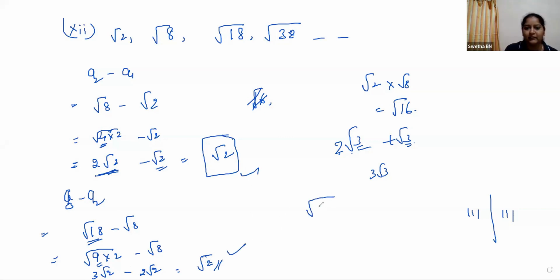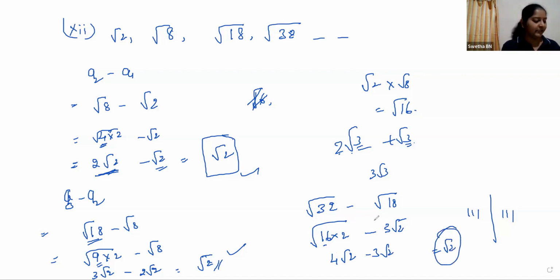And how can you write root 32 minus root 18? Root 18, we have written here as 3 root 2. What about here? 16 twos are 32, right? So root 32 is 4 root 2. 4 root 2 minus 3 root 2 is equal to root 2. So the common difference is the same. So the given series forms an arithmetic progression.